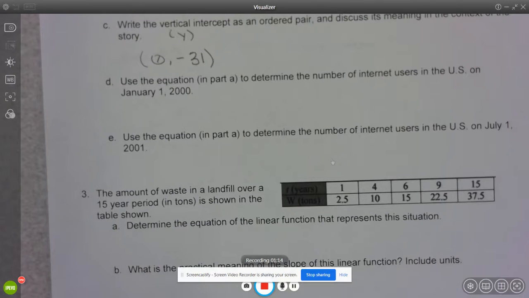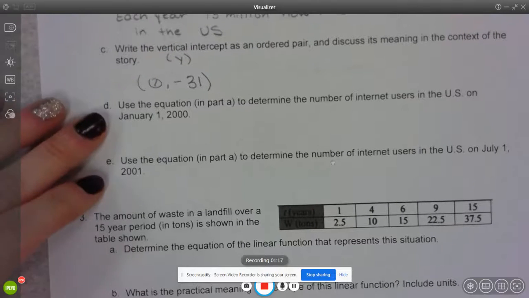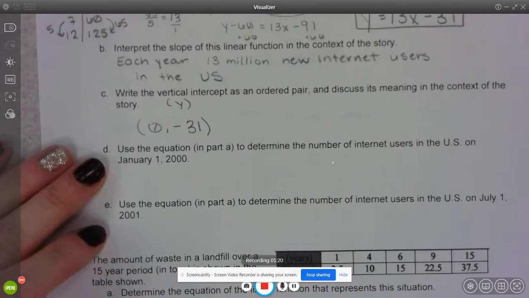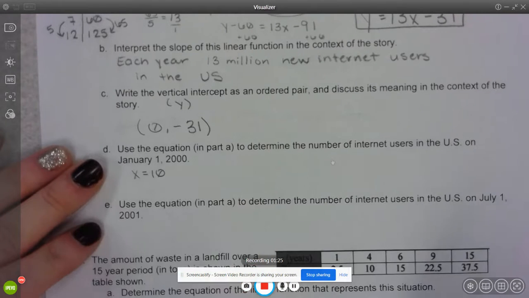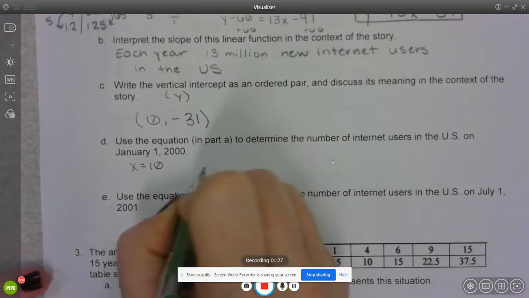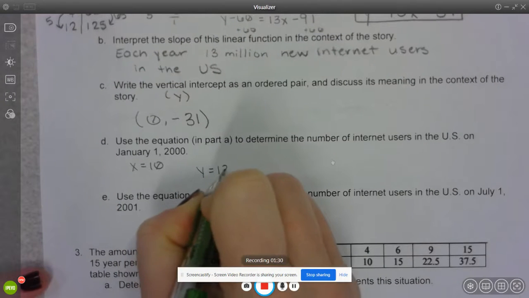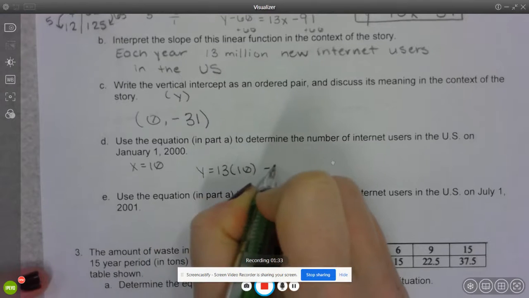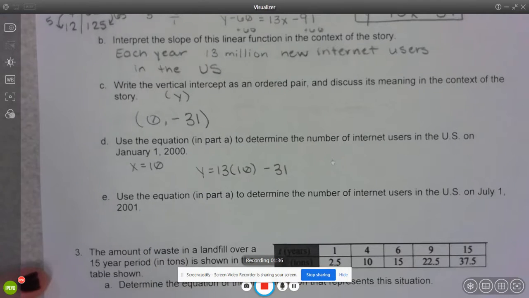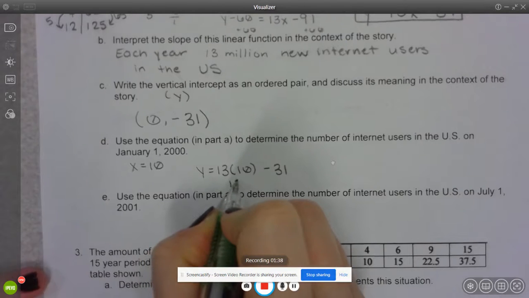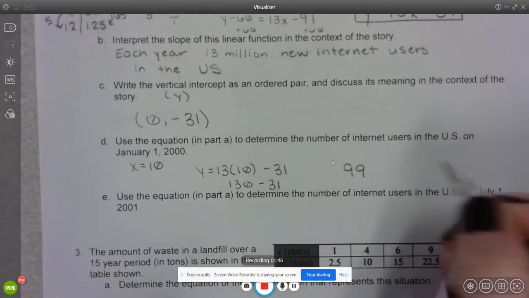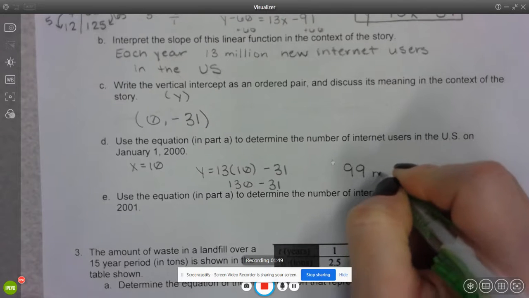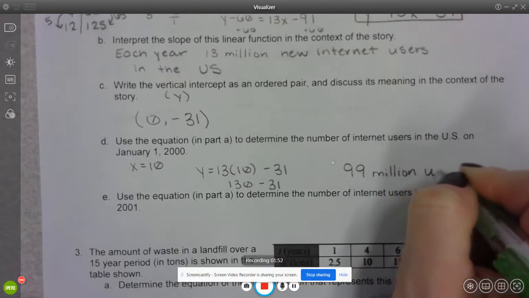So I'm going to use our equation to determine the number of internet users in 2000. Well, for 2000, that's 10 years after 1990. So I'm going to do y equals 13 times 10 minus 31. Well, 13 times 10 is 130. So minus 31 is going to give me 99. So that means there were 99 million users.